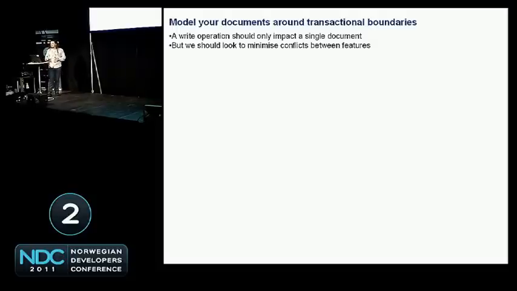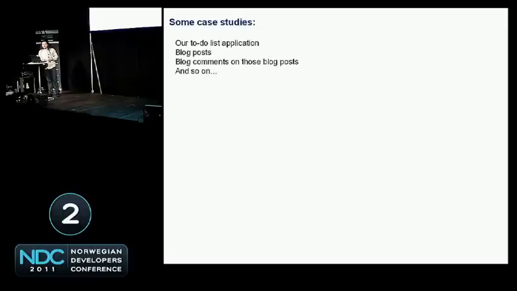But of course, it's all very well and good saying, hey, model documents around transaction boundaries. What's that mean? So here's some examples. A bit of audience participation now, so you can pay a little bit of attention if I've explained anything at all correctly. Our to-do list application. I'll do this one.